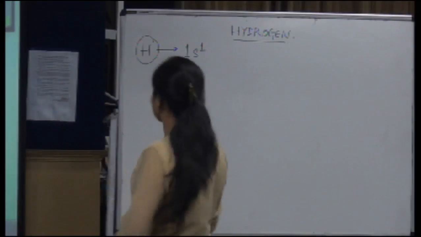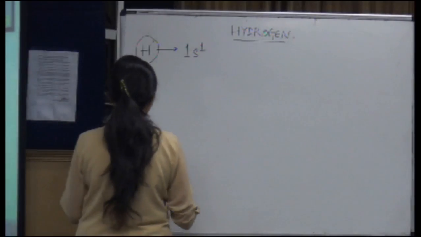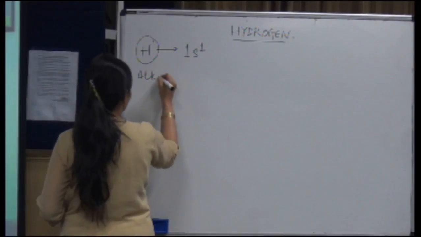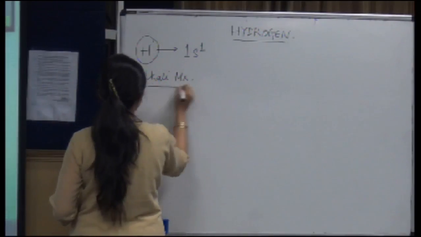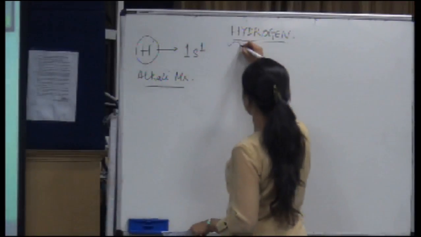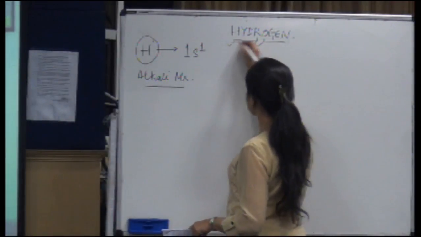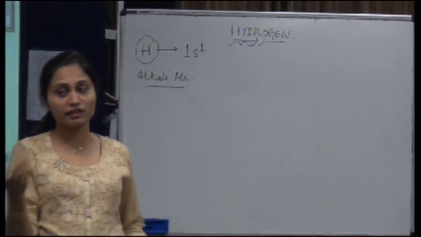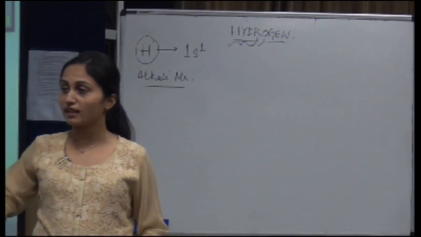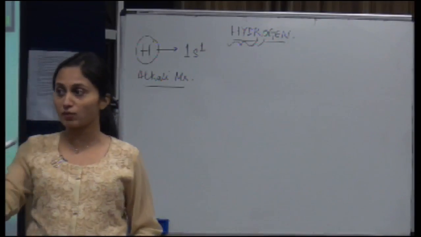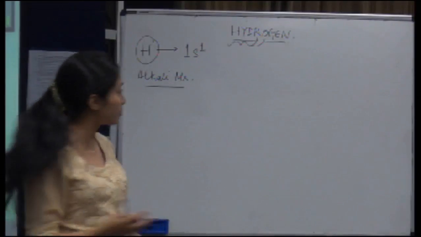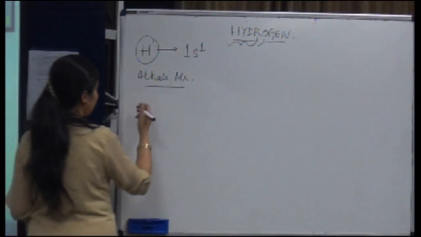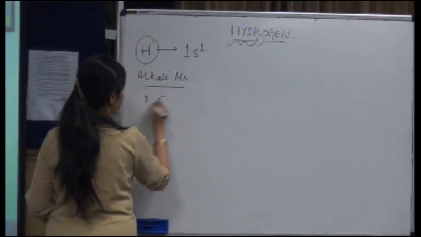So the very first thing that we should discuss is the resemblance with alkali metals first. All right, resemblance with alkali metals. And before that, as the name suggests, why is it given the name hydrogen? The etymology of the word is that hydro means it's basically related to water, and gen means giving birth. So it gives birth to waters because it is an element which is a constituent of water. So here when we talk about alkali metals, it has only one electron in its outermost shell.